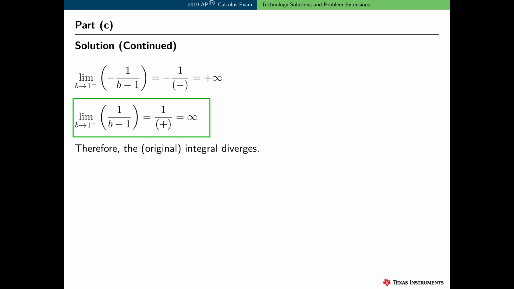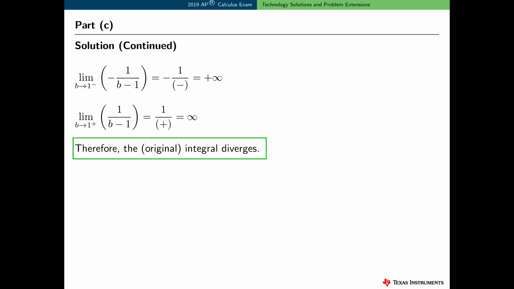As b goes to 1 from the right, the numerator again is constant, so going to 1, and the denominator is going to 0 through small positive numbers, indicated by a plus sign in parentheses. So this means the entire fraction is getting bigger and bigger, increasing without bound, going to plus infinity. So the second integral diverges also. So finally, both integrals diverge. And since at least one diverges, the original integral diverges.